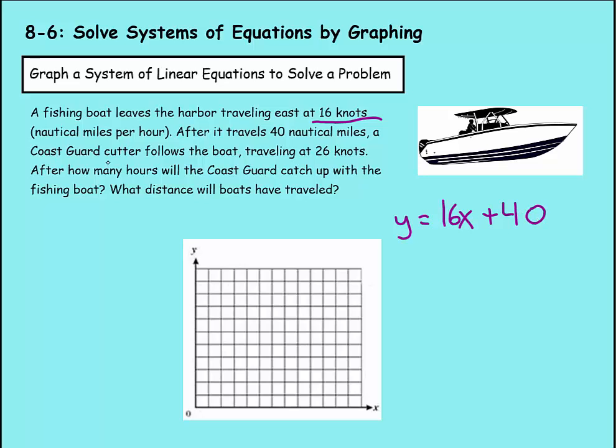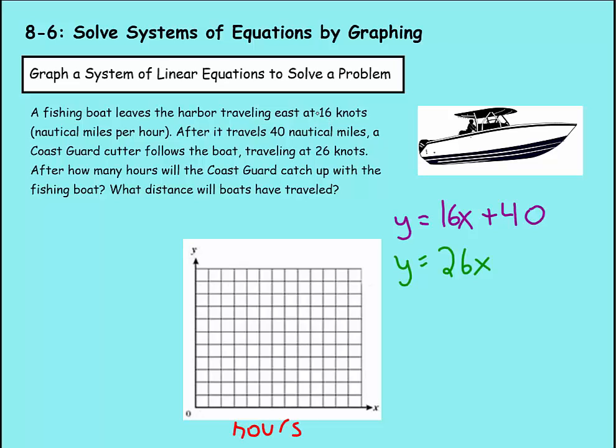The Coast Guard boat, on the other hand, is traveling at 26 knots, but it doesn't get that 40-mile head start. So that would be y equals 26 times x. Like usual, we can make time our x-axis here. This is measured in hours here, so we'll say hours.